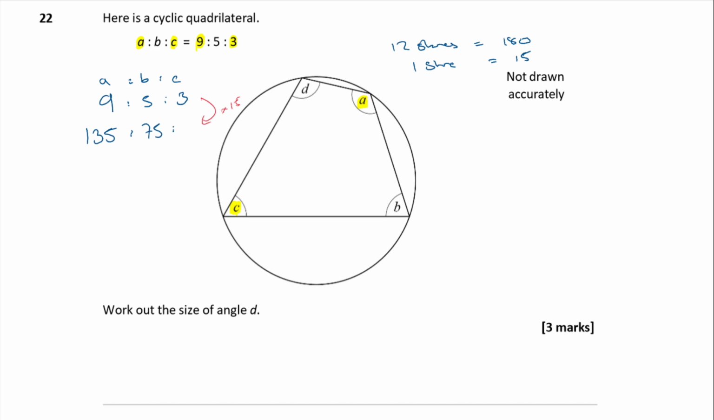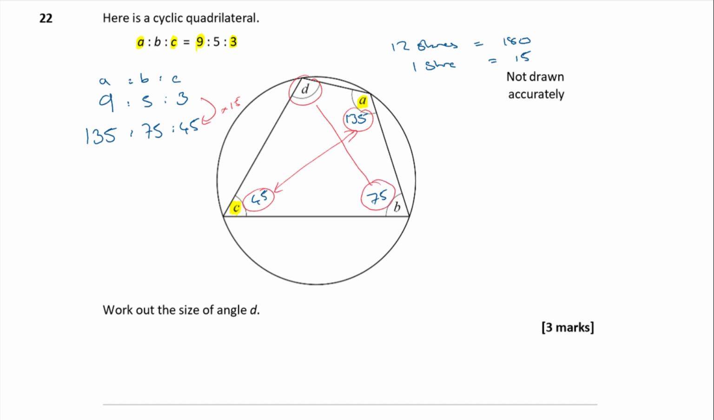And then 3 times 15 is 45. Okay, so that means angle A is 135, angle B is 75, and angle C must be 45. Okay, so we can see already that these two add up to 180 because that's what we used to find them. But then also these two are going to have to add up to 180 as well, aren't they?